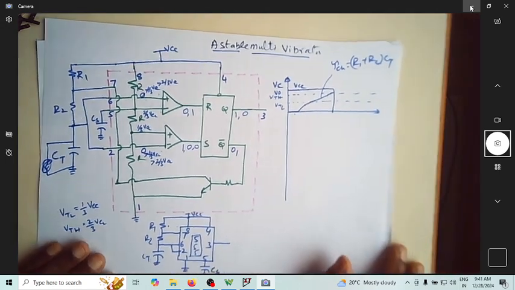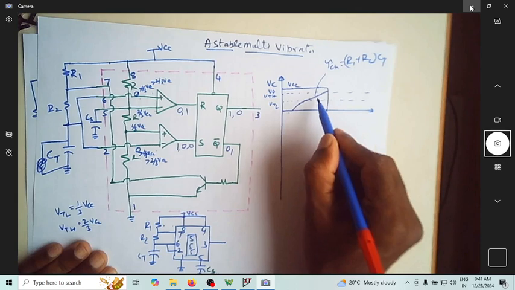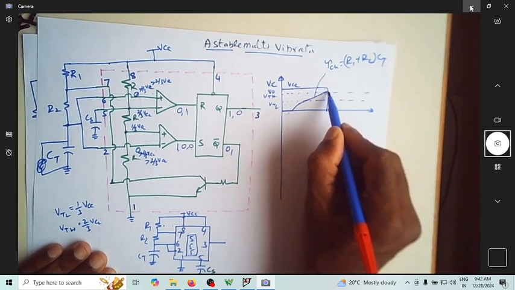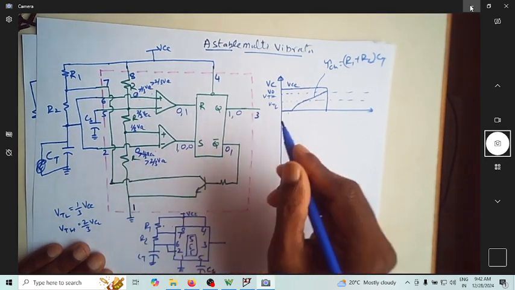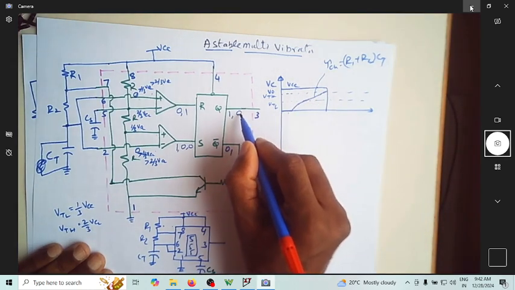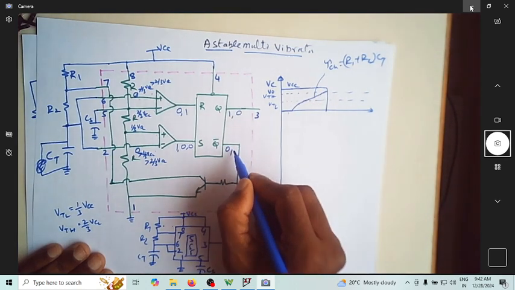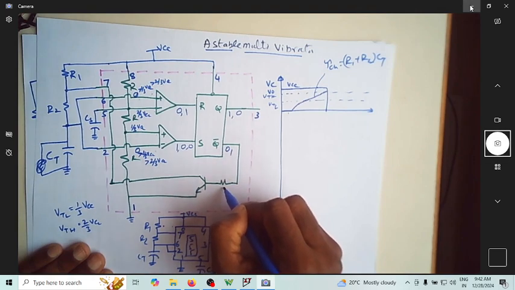That was your charging time period, time constant. It has charged here up to slightly greater than VTH. The moment it exceeds VTH, this becomes 1 and then this is 0. So now the output has become 0. The Q bar has become 1. So this is turned on.